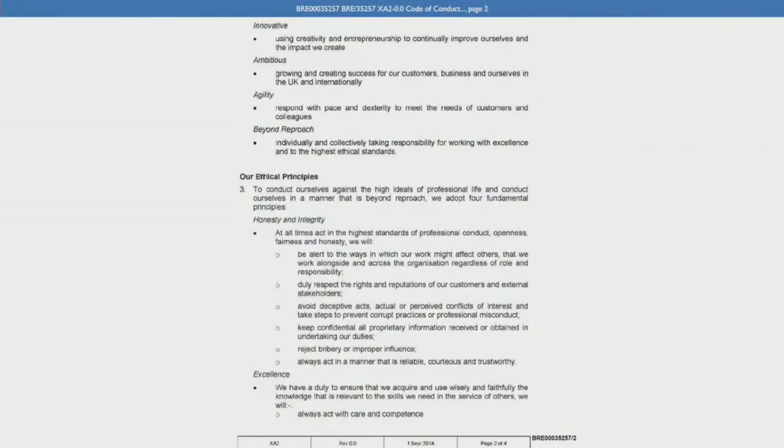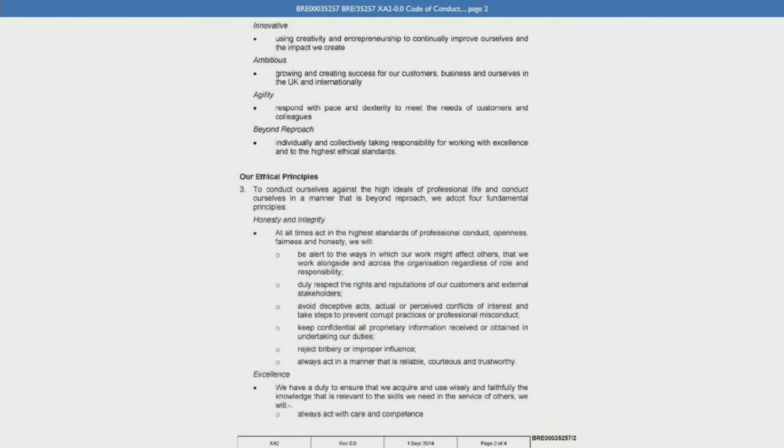Yes. Let's go to BRE 30-35257. This is the code of conduct we looked at yesterday, I think, from September 2014, code of conduct and ethics policy. You recall that? Yes. If you go, please, to page 2, paragraph 1, there is a heading, Our Ethical Principles. Yes? Yes. And you can see what those are. Yes. And if you go to honesty and integrity, one of those was about the duty to ensure that we acquire and use wisely and faithfully the knowledge that is relevant to the skills we need in the service of others. Yes.